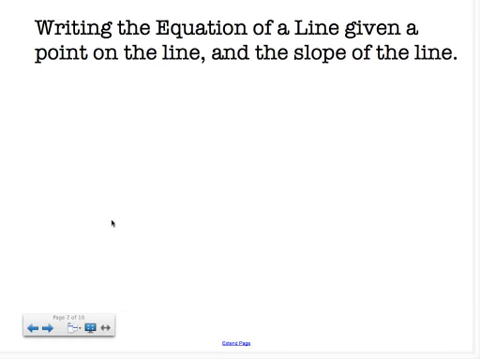Now, you may have guessed correctly that the graph of a linear relationship will come out to be a line, and that's correct. On this slide, we want to talk about how you write the equation of a line if I give you a point on the line and the slope. So let's say we gave you the point (2, 1) and told you that was on the line, and we told you that the slope of the line was 2/3. The slope of the line is the same thing as the change in y divided by the change in x. That's what slope means.